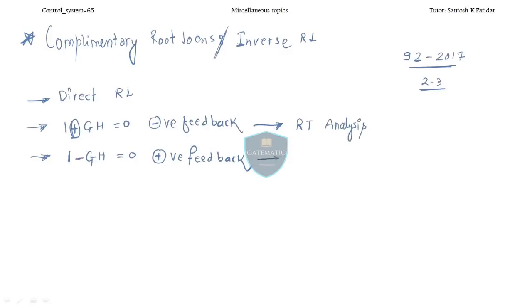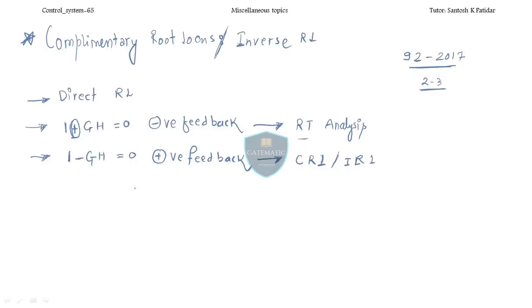But if you have positive feedback, you will have the analysis that is the complementary root locus, or inverse root locus. So for positive feedback we have complementary root locus, and for negative feedback you have the simple or direct root locus analysis.